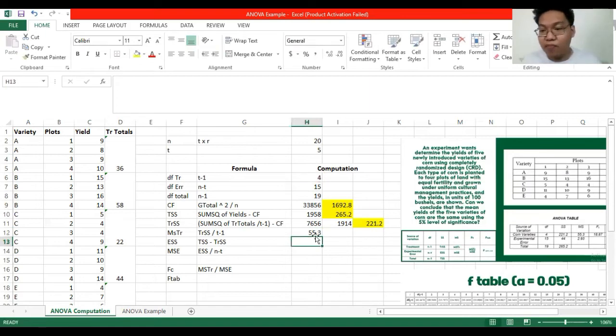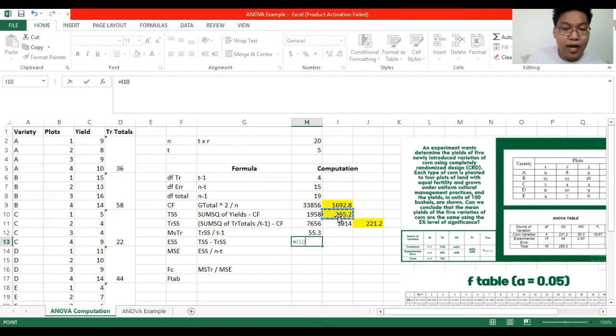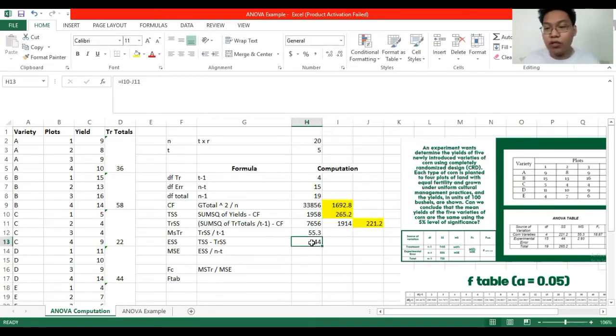So that is 55.3, similar to our answer for our manual computation here. Next, we have ESS or error SS. What we need to do is to just subtract our TSS and our TRSS. So we will arrive with 44, which is also similar here in this table.